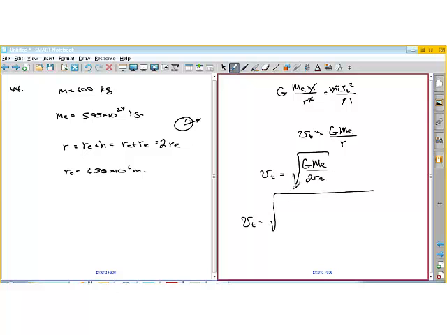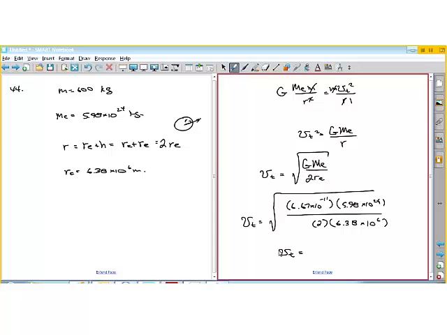So the universal gravitational constant, go to the back of your book, 6.67 times 10 to the minus 11th. Mass of the Earth, 5.98 times 10 to the 24th kilograms, divided by 2, divided by r, which is 6.38 times 10 to the 6th. It should be pretty fast because things orbit the Earth. It's going to be thousands or tens of thousands of meters per second.